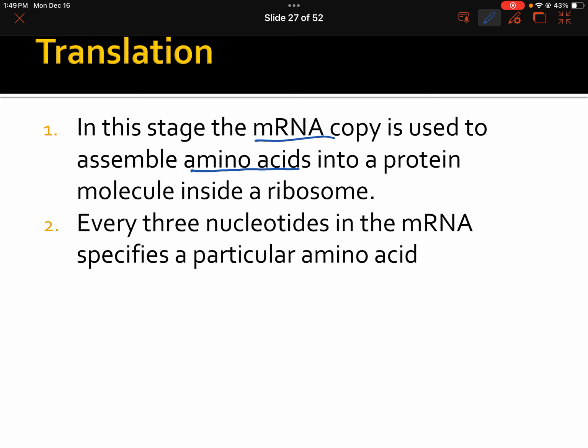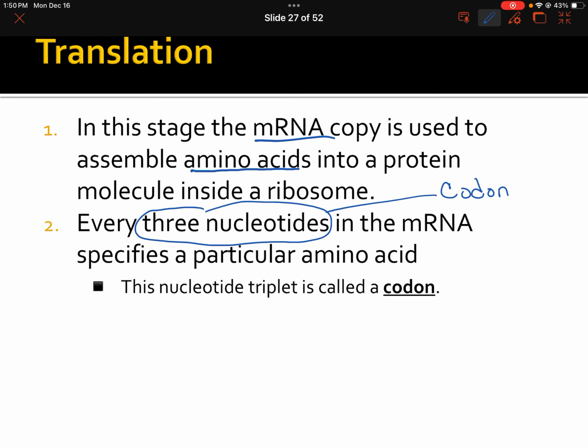Every 3 nucleotides in the messenger RNA specifies a particular amino acid. That's called a codon. C-O-D-O-N. So that sequence of 3 has a name. And oh, there it is right there.